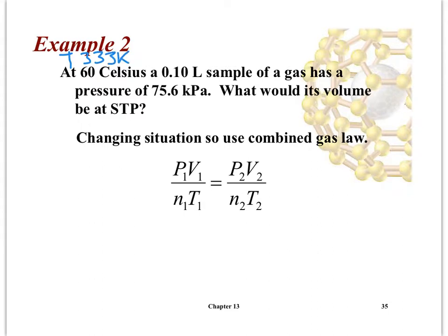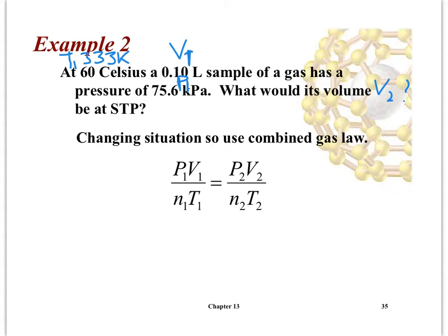That's my T. 1/10 liter, that's a volume. Pressure, 75.6 kPa. And then it says, what would its volume be at STP? So it looks like this is another volume. So that means I have changing conditions. So I can go back and label this as T1. This is V1. And this is P1. And then V2 is what I'm solving for.